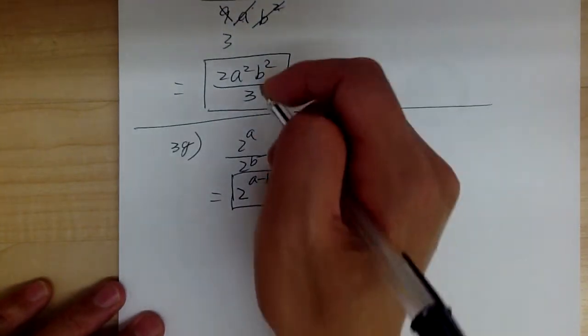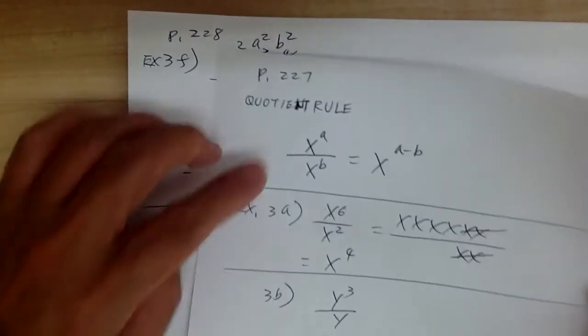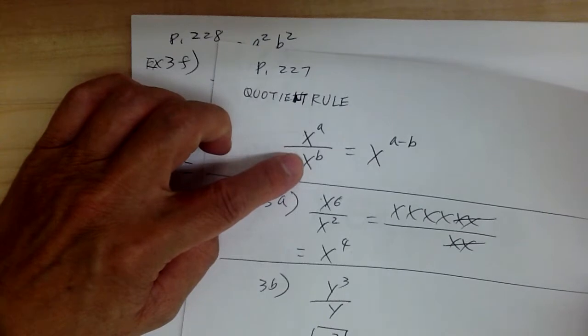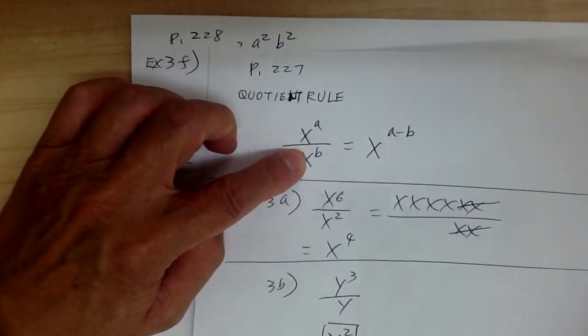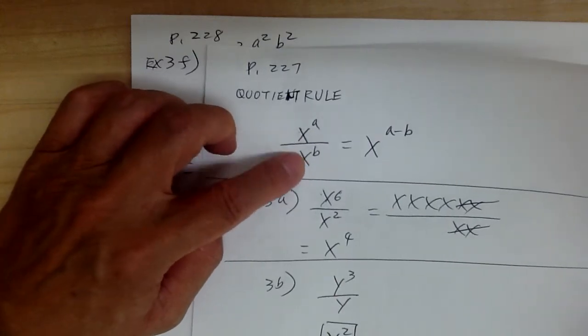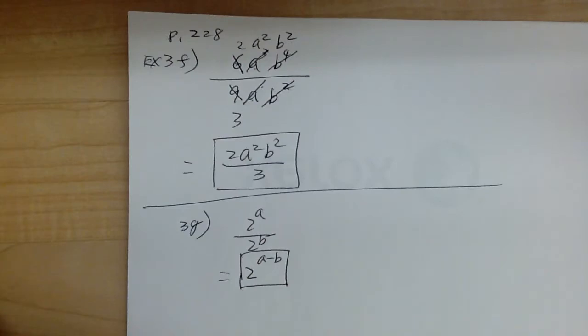Okay, now for the quotient rule, x cannot equal 0. Because remember, if x equals 0, you're going to get 0 in the denominator, so it becomes undefined. So you cannot have a 0 in the denominator, or else it will become undefined. So just be aware of that.